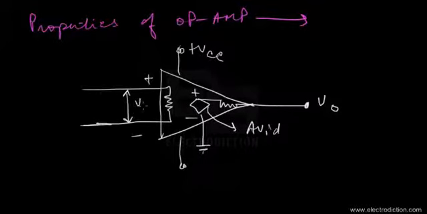So that's done. Basically, this is the equivalent circuit diagram of the op-amp that you came across previously in part 1 of this tutorial.